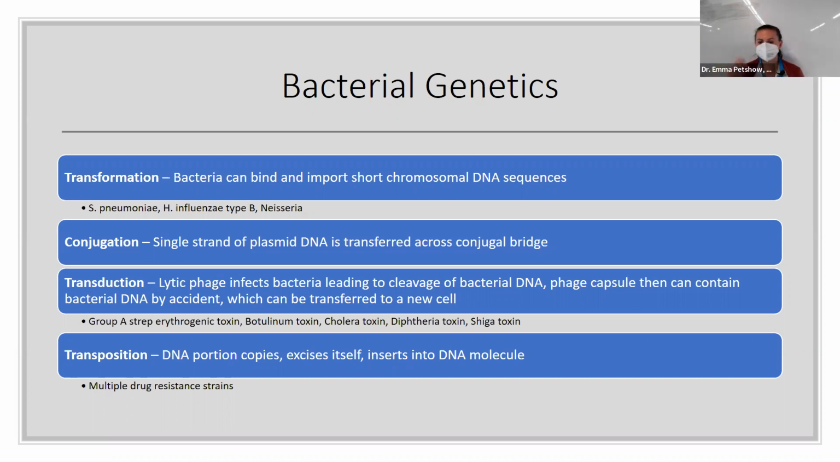If they have a specified component of a bacterial cell, which we'll look at. Then transduction: some type of lytic phage is going to infect a bacteria. Then it's going to lead to cleavage of its own bacterial DNA. Then the capsule from that phage, the virus, can contain some bacterial DNA by accident. Then that bacterial DNA within that virus is going to be transferred to a new cell. So that's usually how you have viral transfer of bacterial DNA to another cell.